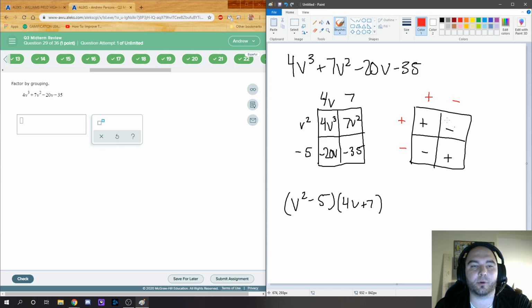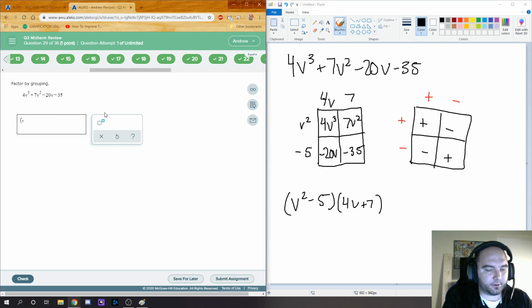If you have negatives somewhere in the boxes, you're going to need at least a negative, maybe 2 on the outside there. You have to figure out what makes it work. Okay? All right, anyways, back to my problem here. It factors into v squared minus 5 and 4v plus 7.